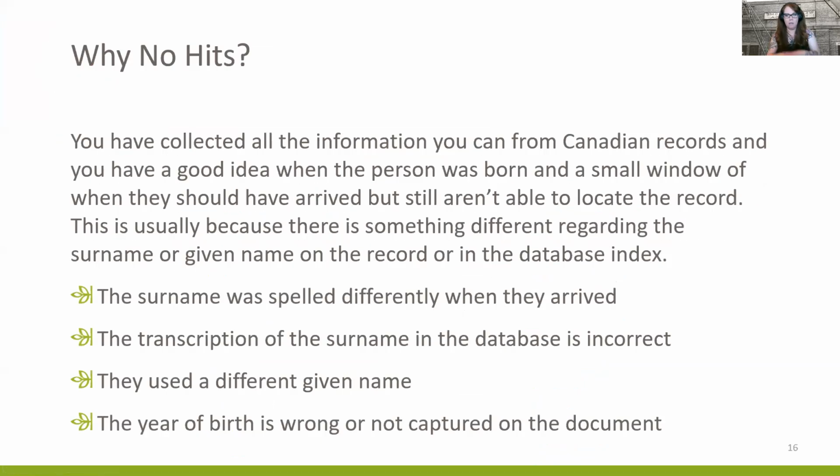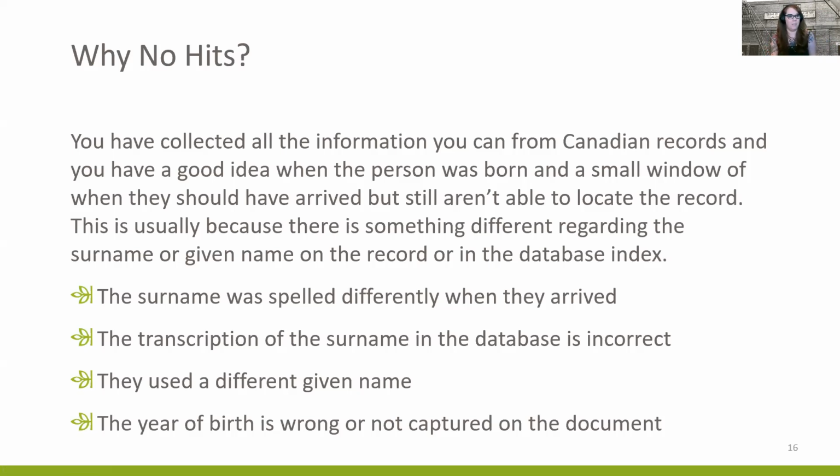Okay, so you've done all of this and you've tried messing with the arrival dates and the year of birth and you've gathered all the information. You're pretty sure that you know when this person came to Canada. You get a nice little tiny window that you're going to set your arrival year as, and you're still not getting anything. This could be because the surname is spelled differently when they came. Maybe they adopted a more English version of their name. The transcription of the surname could be wrong in the database. They may have used a different given name.